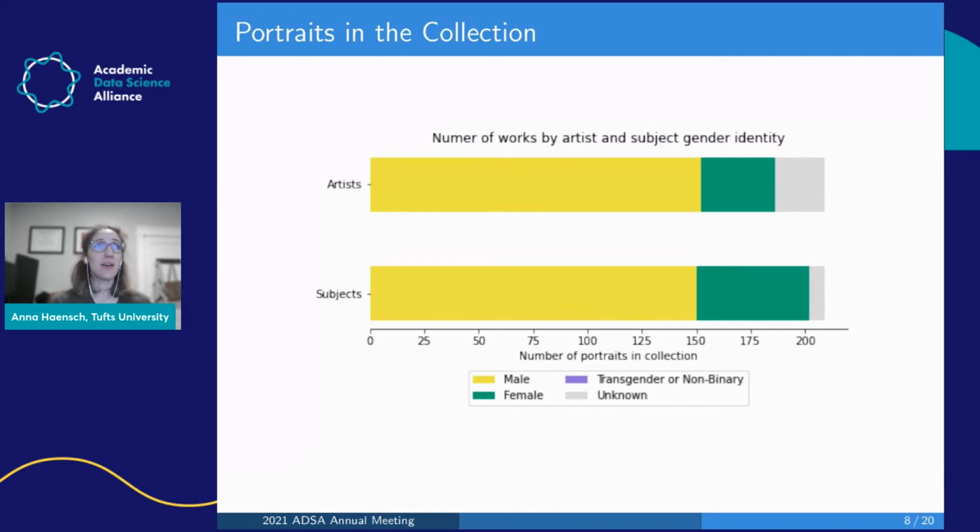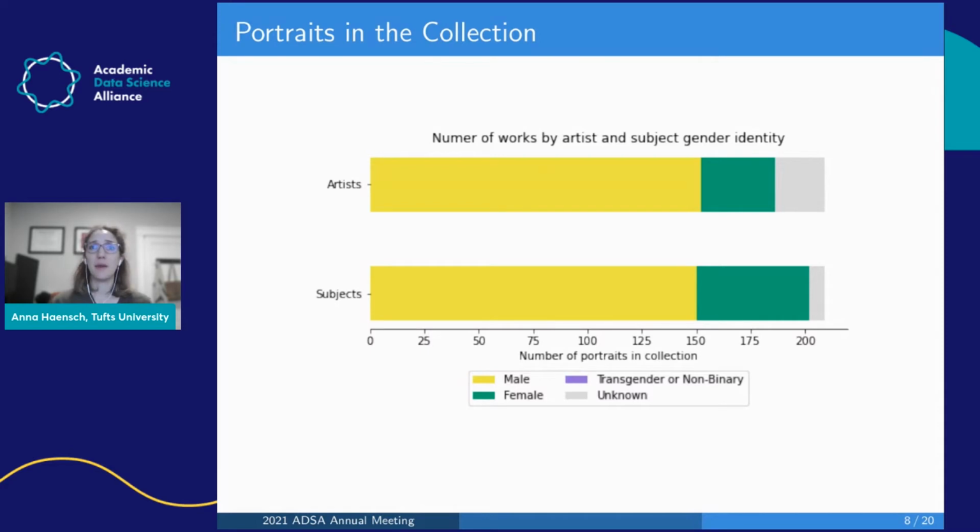If we look at the Tufts University Art Gallery collection and focus just on portraits, we can have a look at the gender identity of both the artist and subjects. There are just over 200 portraits in the collection, and what we can see is that the artists and subjects are largely male, with a handful of females, and we don't see any representation by transgender or non-binary groups.